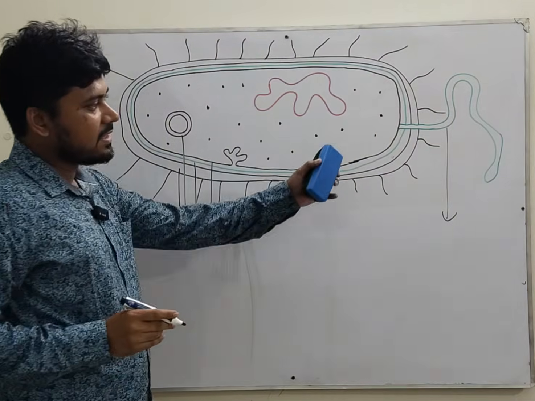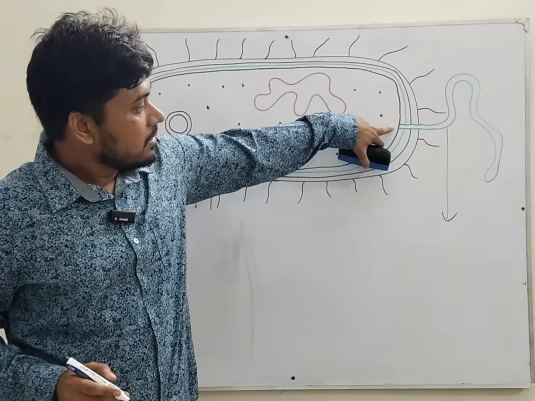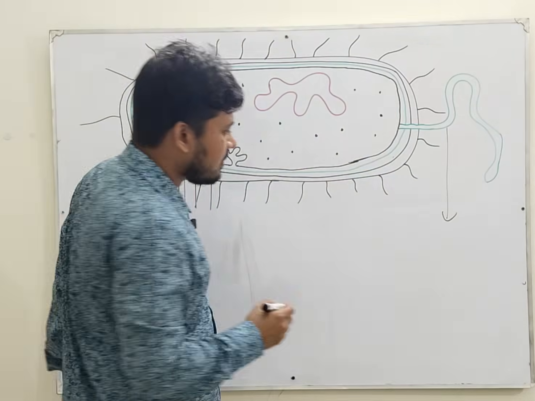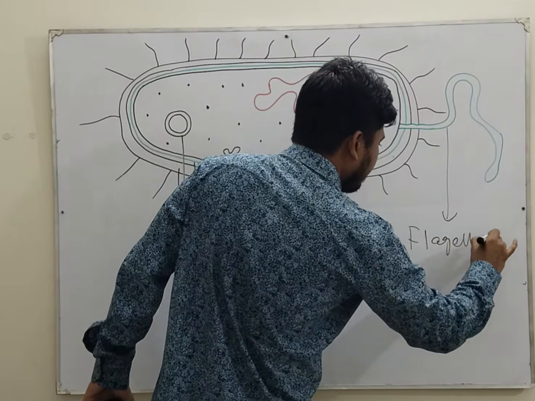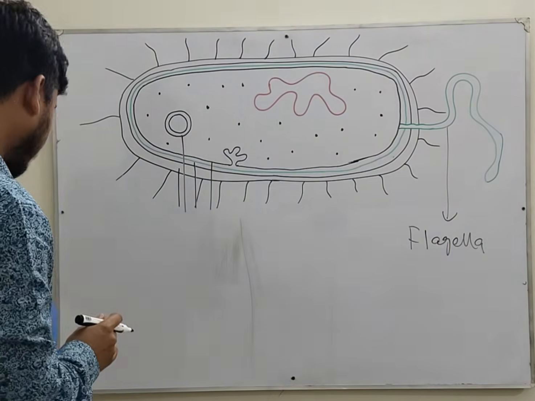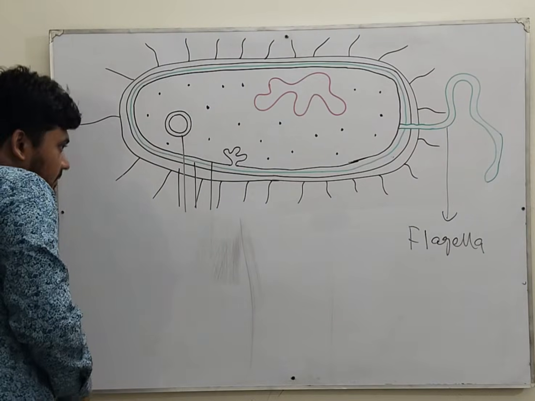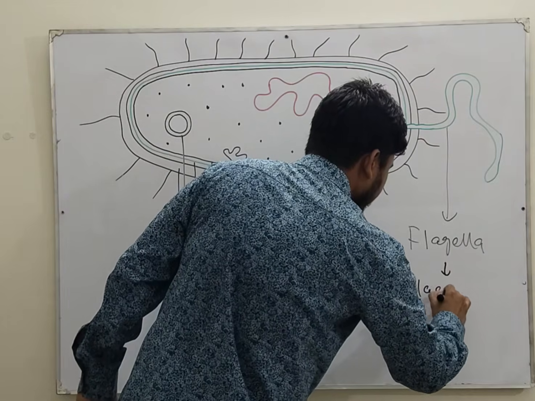This whip-like structure that arises from the cytoplasmic membrane is called flagella. It is composed of flagellin protein.